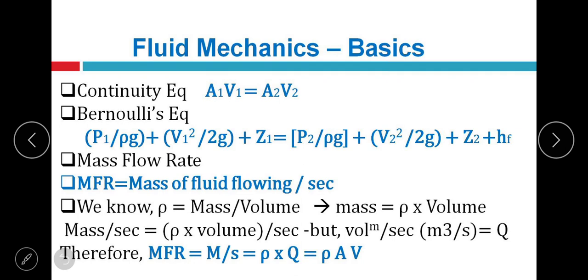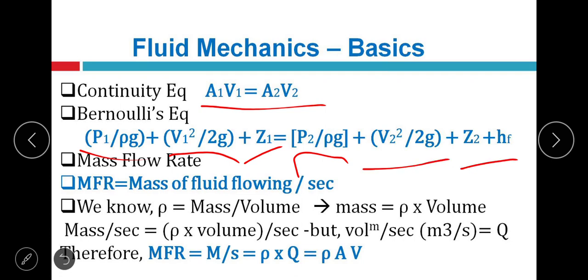Fluid mechanics basics. We know the continuity equation: A1 V1 is equal to A2 V2. Bernoulli's equation: P1 by rho g plus V1 squared by 2g plus Z1 is equal to P2 by rho g plus V2 squared by 2g plus Z2 plus Hf.